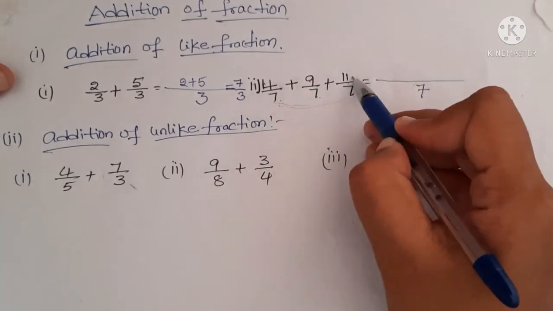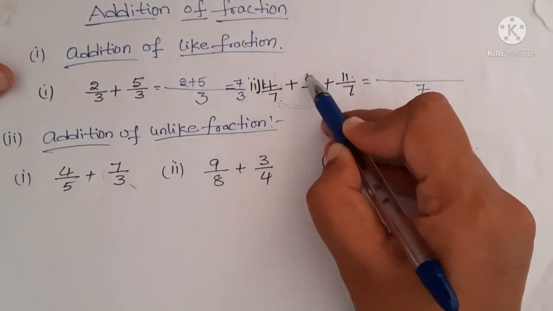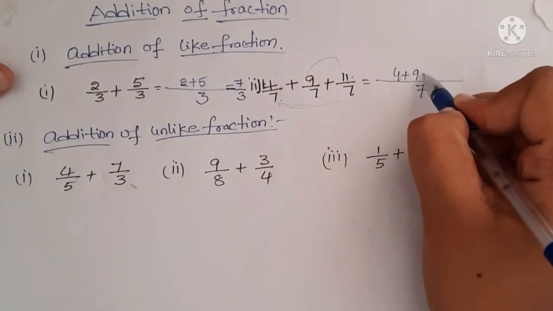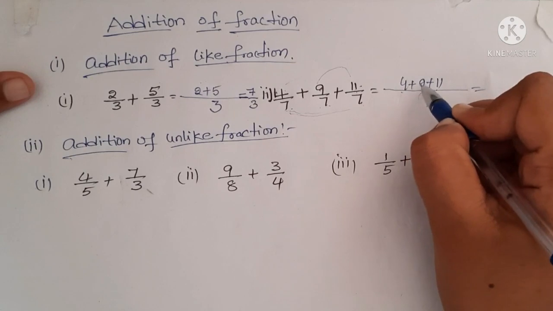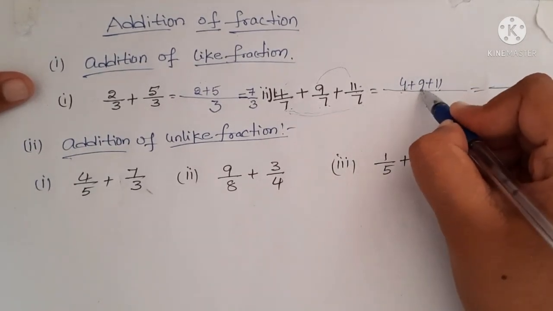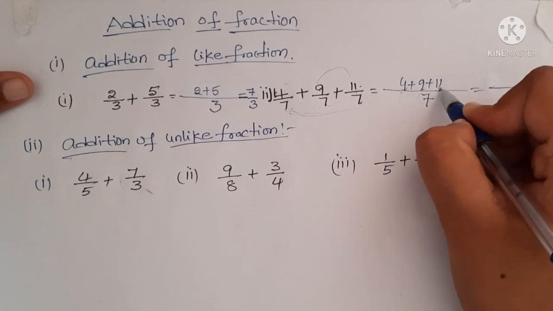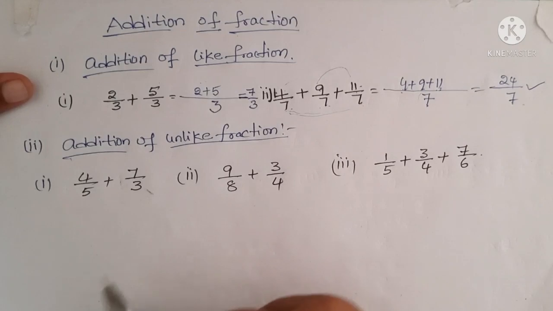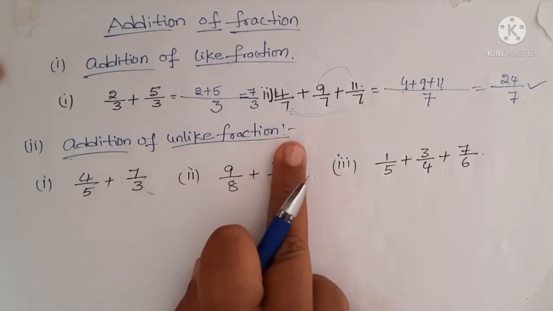And now what about the numerators? These three numerators are added: 4 plus 9 plus 11. What will we get? 4 plus 9 is 13. 13 plus 11 is 24. So 24 by 7. This is the answer. And the next one is addition of unlike fractions.